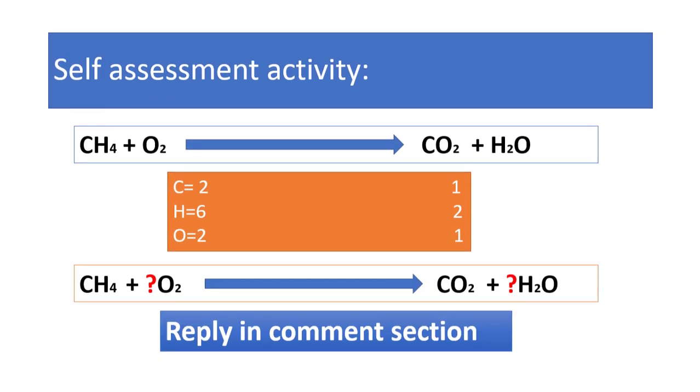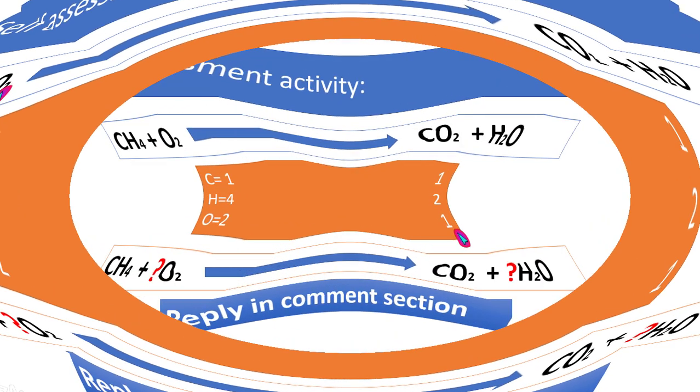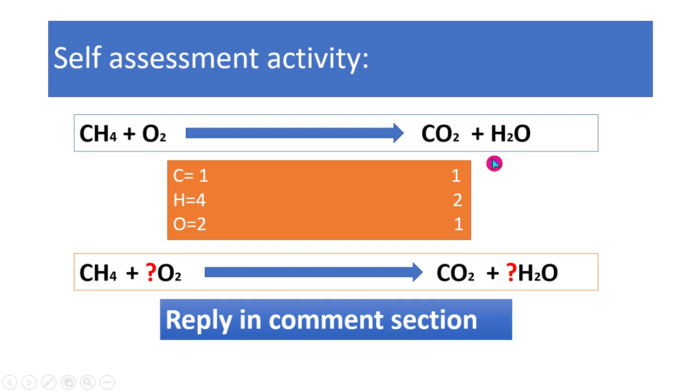After balancing these 5 important chemical equations, we have given you a self-assessment activity. In this self-assessment activity, methane reacts with oxygen and form carbon dioxide and water. So you have to balance this chemical equation, and you have to reply the answer in the comment section.